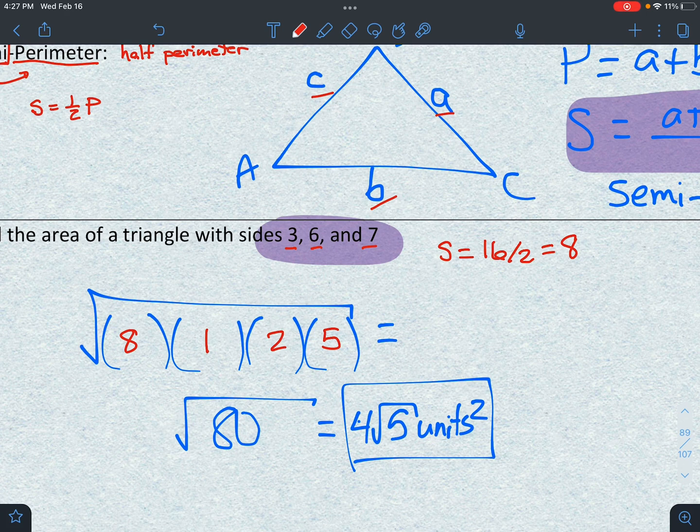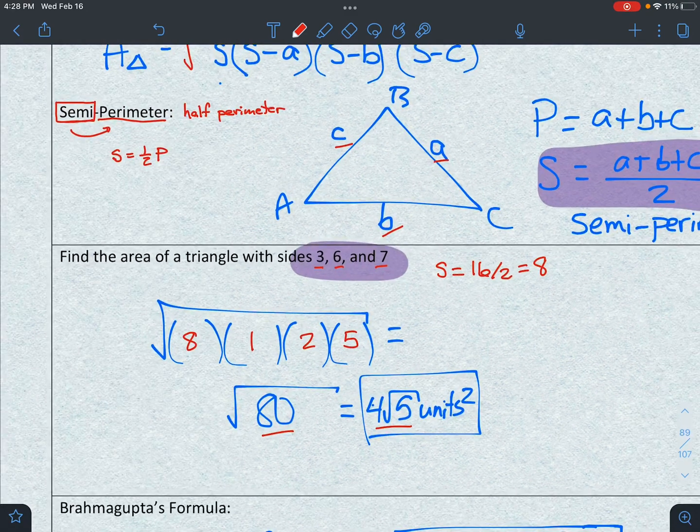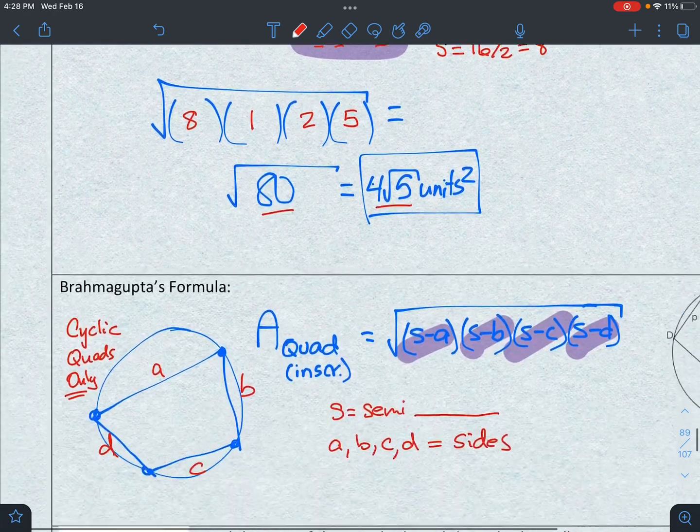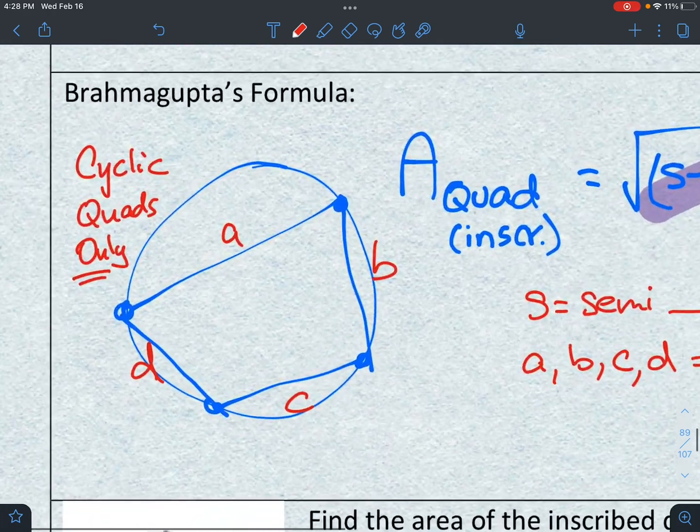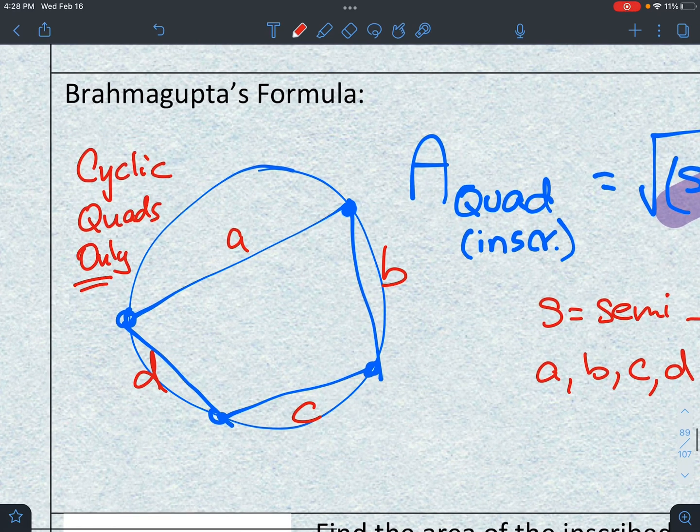Actually, I'm multiplying in reverse. It's a little bit more convenient. I think we get 80. Yeah? And the square root of 80 simplifies out to 4√5. It's really close to 9 square units. 3, 6, and 7. All right, kind of cool. No perpendicular dimensions necessary. Yay, Heron. Way to go. Notice I refrained from any bad jokes.